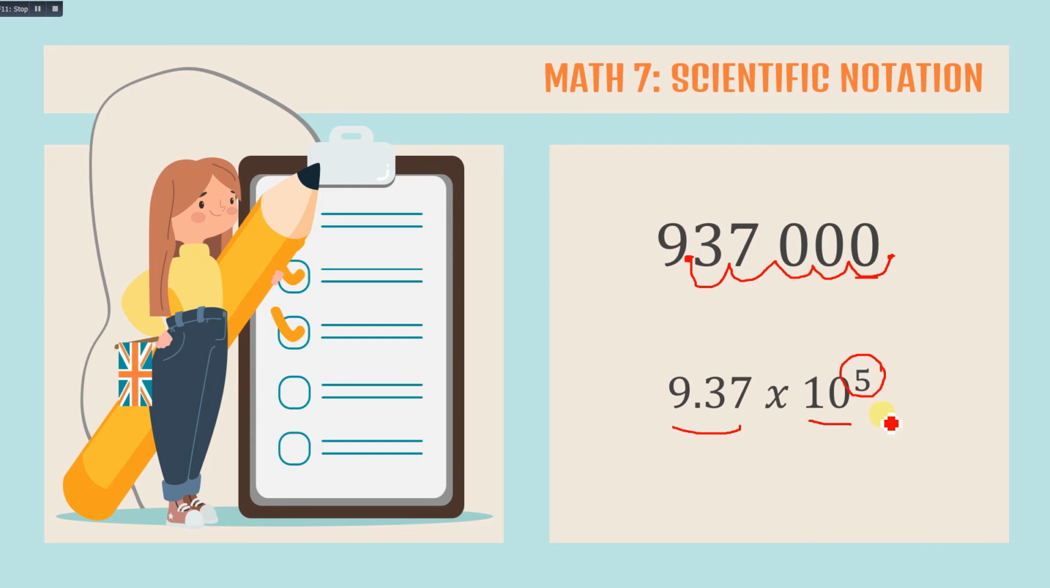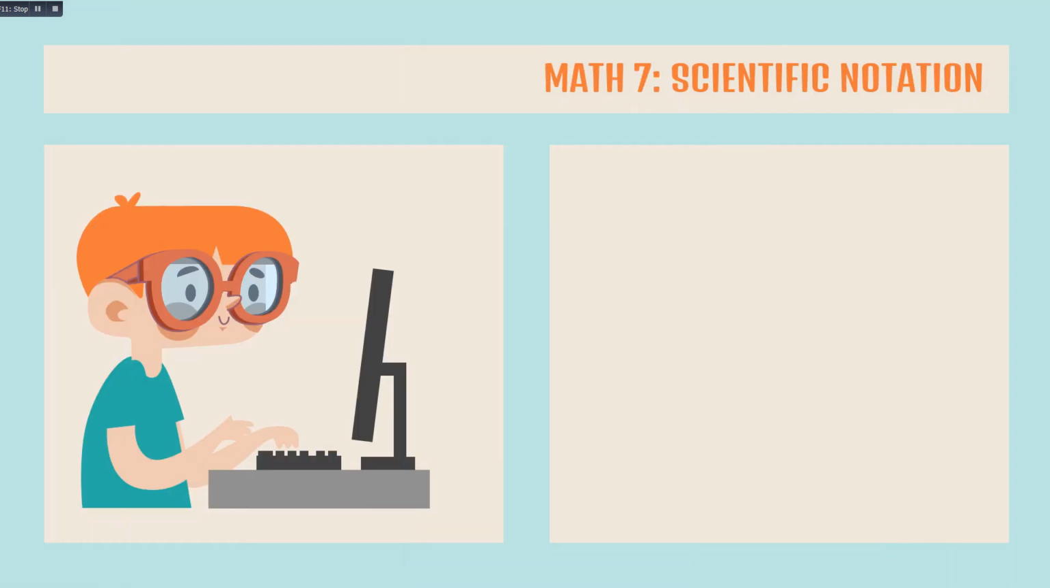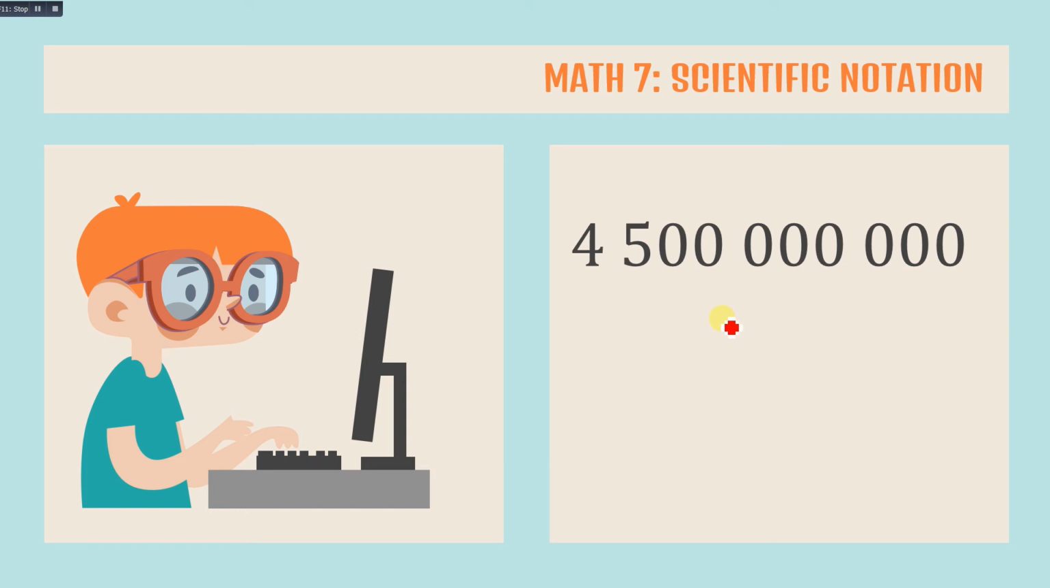Okay, so next would be 4,500,000,000. So how will you write it in scientific notation? Again, move the decimal point from the right to the left. That's why 1, 2, 3, 4, 5, 6, 7, 8, 9. So we shall move the decimal point here in between 4 and 5. That's why the scientific notation of this value would be 4.5 times 10 to the power of 9 to reduce all the zeros in this given value.